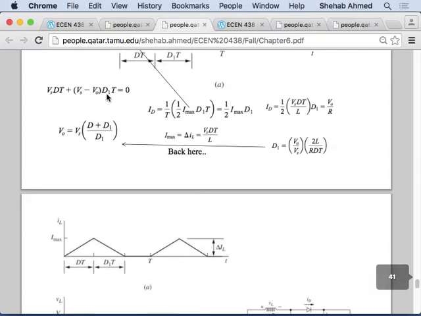As you see, D1 now is dependent on many things. D1 is dependent on duty ratio, depends on switching frequency, depends on the size of the inductor, depends on your load, right? So I cannot tell you, okay, do this, do that. It will depend on your spec.